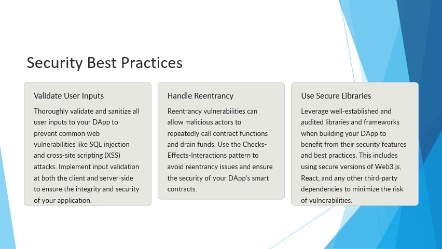We need to use secure libraries. We can leverage well-established and audited libraries and frameworks while building our DApp to benefit from their security features and best practices. This includes using secure versions of Web3.js, React, and any other third-party dependencies to minimize the risk of vulnerabilities.